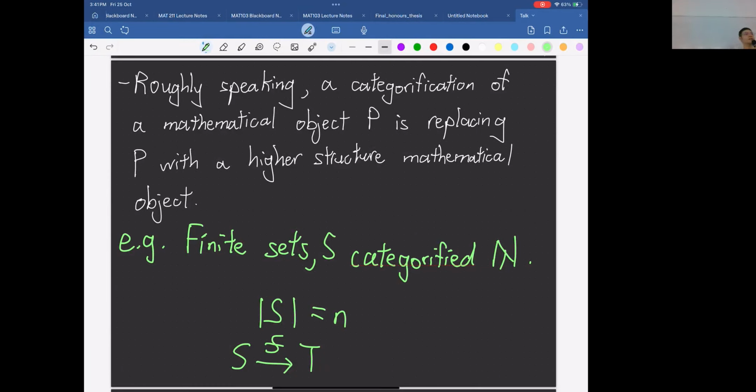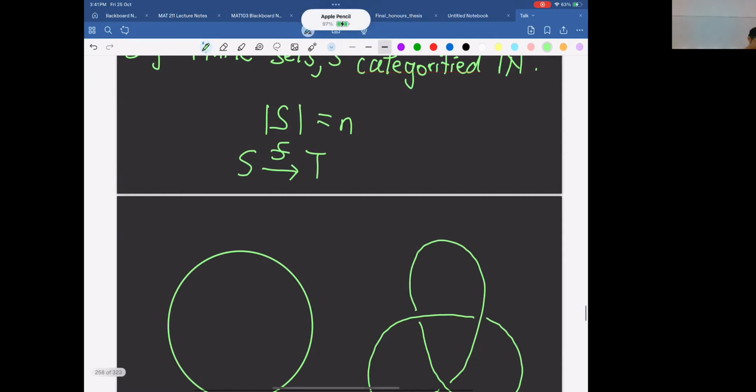Makes sense? Yeah. Later I will show you some instances of this kind of categorification where we replace a number or polynomial with maybe vector spaces, or modules more generally. Okay. Right. Now let's continue.